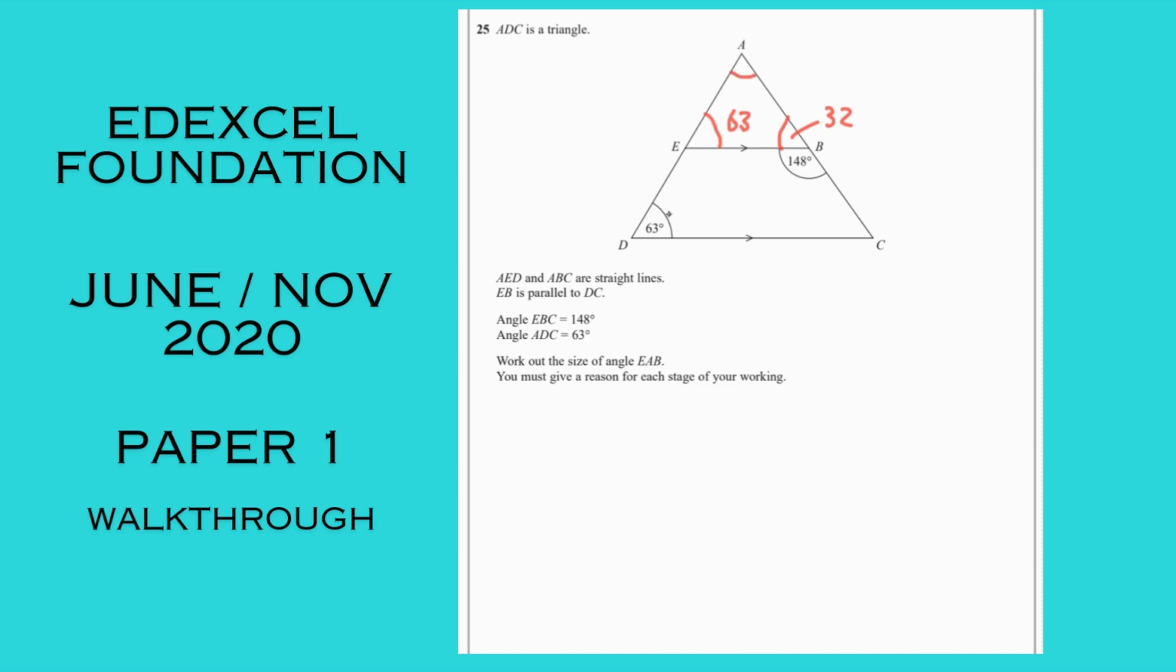And the angle at the top, which is what they're after, is 180 take away the 2 angles you've just worked out. And that works out because angles in a triangle also make 180. And we get the angle to be 85.